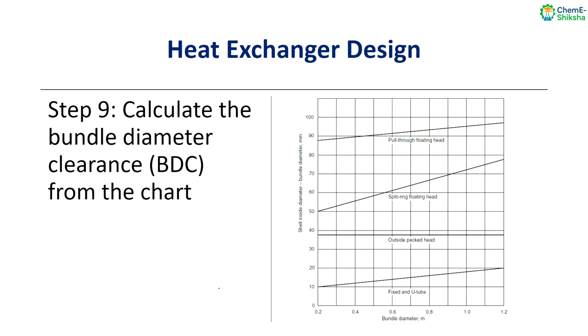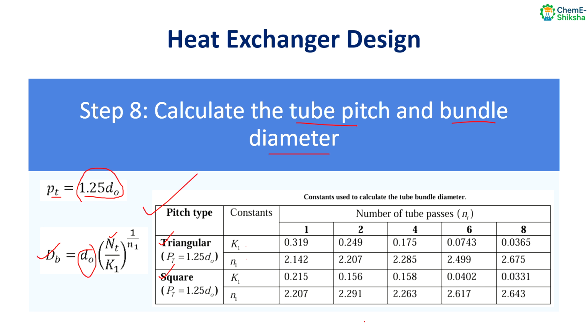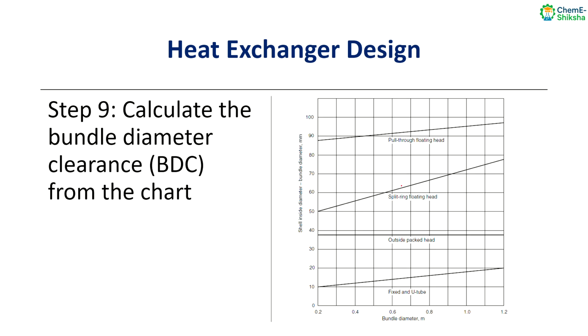Now if we can calculate the bundle diameter Db, then from this chart we can calculate the bundle diameter clearance, or BDC. You can see here that in this chart, on the x-axis we have the bundle diameter in meters, and on the vertical axis we have the bundle diameter clearance, that is the shell inside diameter minus bundle diameter, in millimeters.